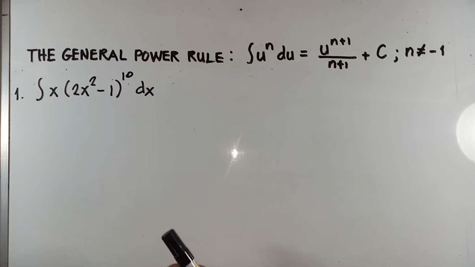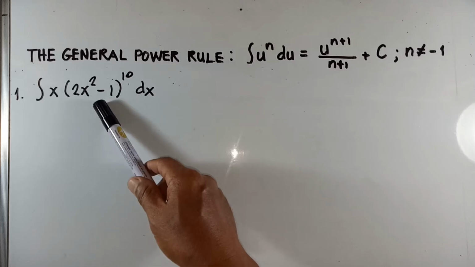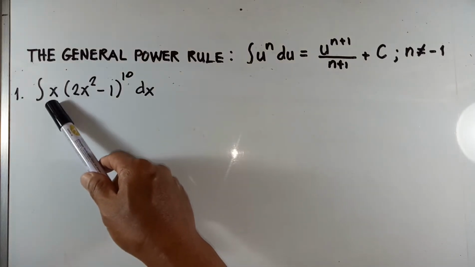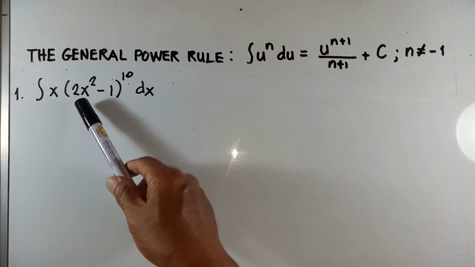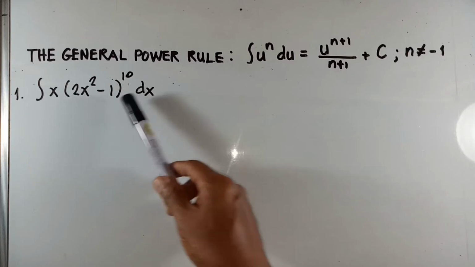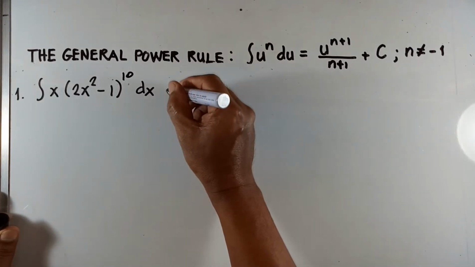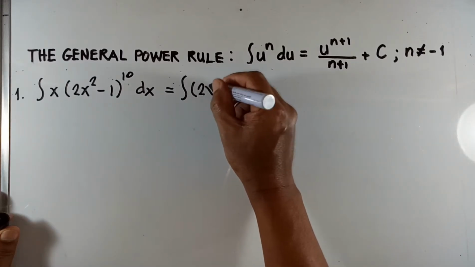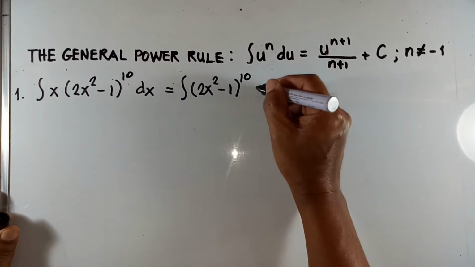So, ang una natin gagawin ay identify muna natin kung alin ba yung u to the n. No? So, yung u to the n natin ay yung 2x squared minus 1 raised to 10. Ano ba yung du natin? So, yung du natin ay yung x dx. At yung du ay derivative ng base na 2x squared minus 1. So, derivative ng 2x squared minus 1 ay 4x dx. So, meron tayong x dx, kaya it will lead to integral of u to the n du. So, this is also equal to the integral of 2x squared minus 1 raised to 10 times x dx.